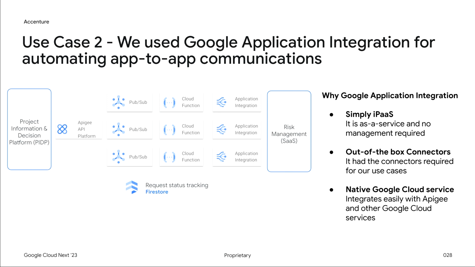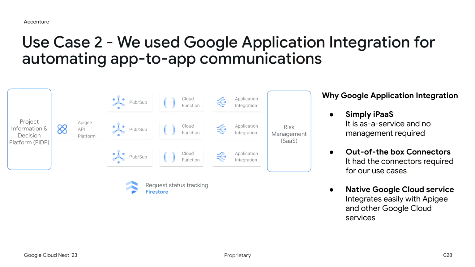The second use case was around application-to-application integration or application-to-application communication. And in that case, I'm going to talk about a specific example at Lendlease. At Lendlease, they have a platform that acts as a source of truth for project information and decision-making. As you might imagine, that's very crucial and important for a real estate organization. All other parts in the business are interested in the information about the projects and decisions made, etc.